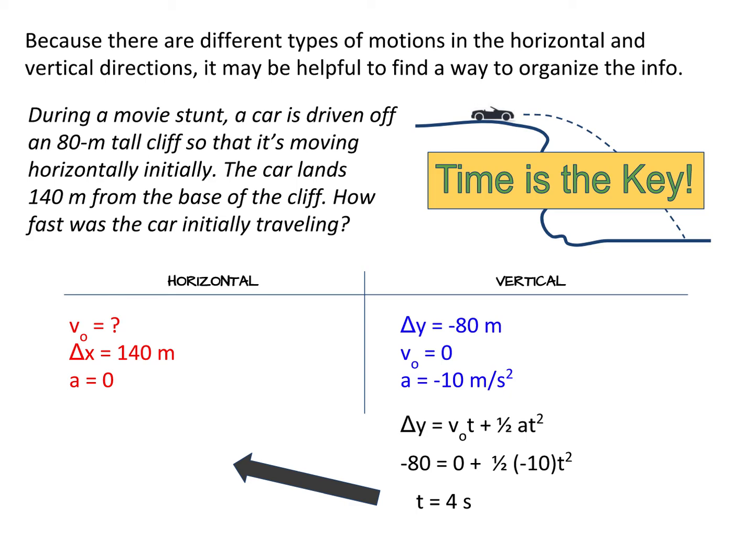Time is the one thing in this problem that doesn't have a direction to it. It's a scalar, and so it can be used in both the horizontal and the vertical directions. We're going to start with that same basic formula, our distance formula, because we do know some information about distance, 140 meters. I also know that the acceleration is 0, so that's going to simplify my calculations a little bit. And I'm going to use that t value that I just calculated and plug that into the formula as well. And now the only thing I don't know is my speed. The initial speed of the car when it left the cliff was then 35 meters per second.